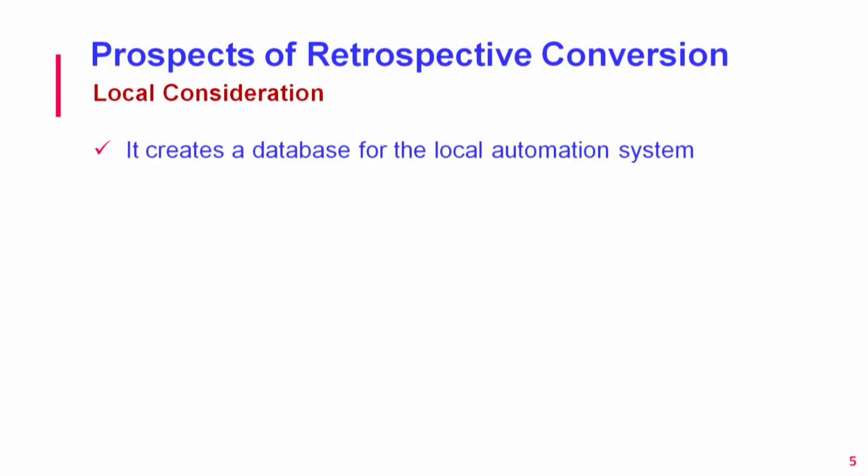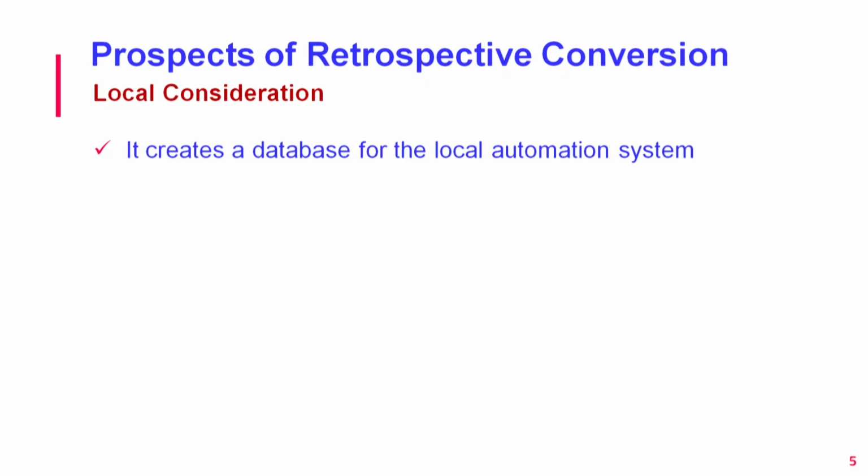Dear learners, now we will look into prospects of retrospective conversions. We can divide the prospects into two different criteria. One can be in the category of local consideration, and the other prospects in the category of regional, national or international perspective. The first advantage or prospect is that retrospective conversion creates a database for the local automation system. That means your library is getting a document collection or bibliographical details or metadata collection, that is a prerequisite for library automation. So you are creating a local tool or local mechanism for your library automation procedures.